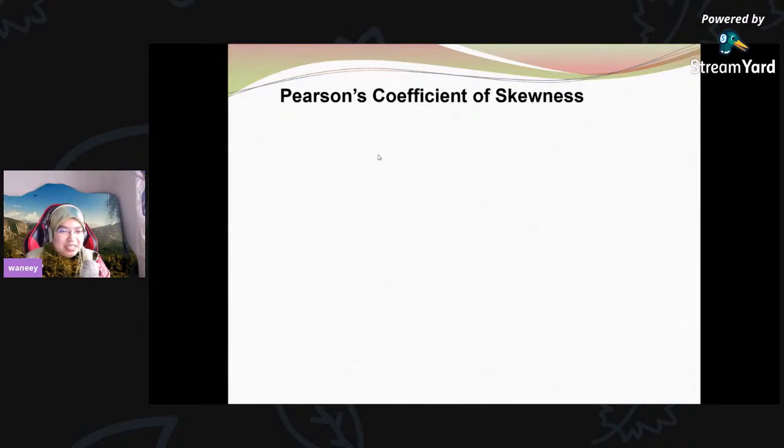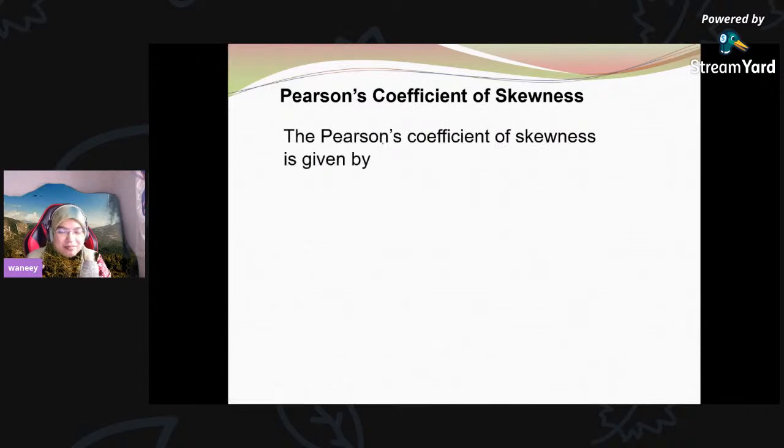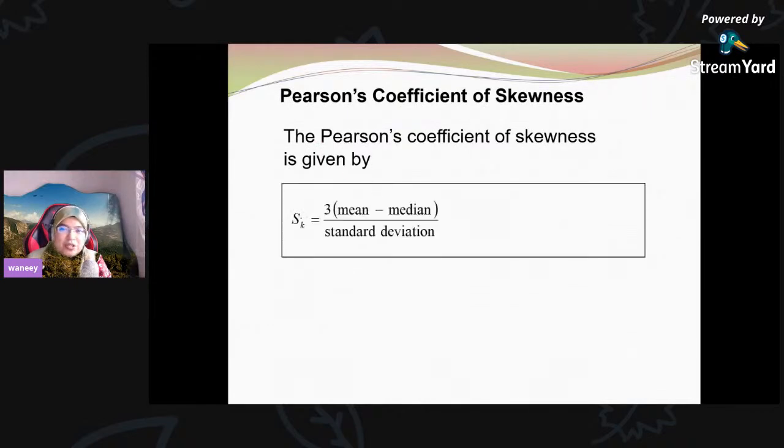Okay, so now the Pearson coefficient of skewness. The Pearson coefficient of skewness is given by, we actually have two formulas. SK is equal to 3 times the mean minus the median over the standard deviation, or the other one is the mean minus the mode over the standard deviation. So you actually have two formulas.